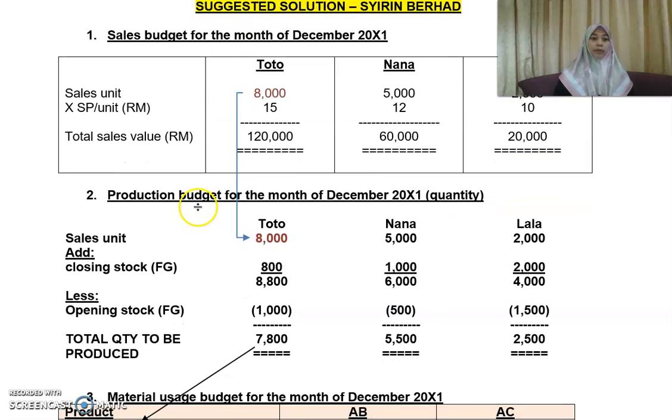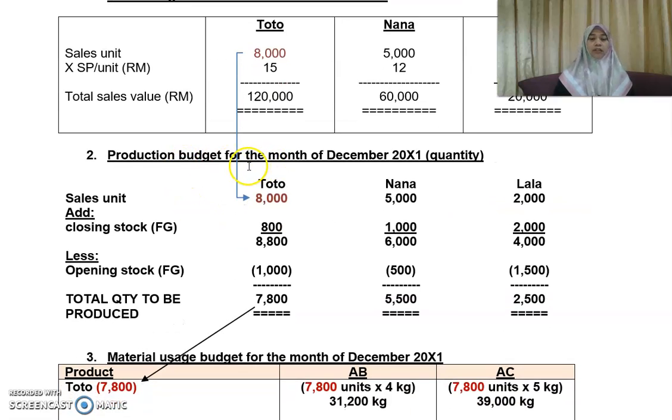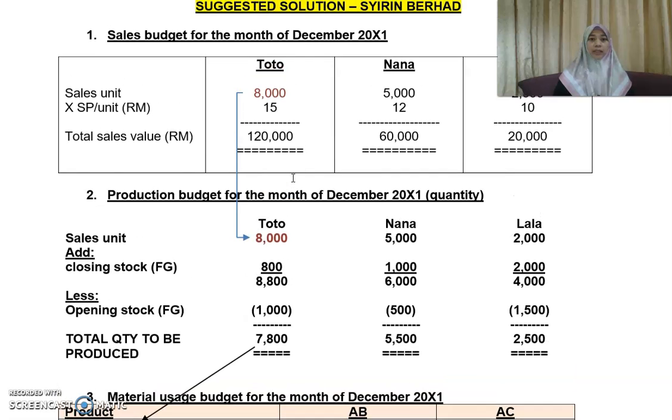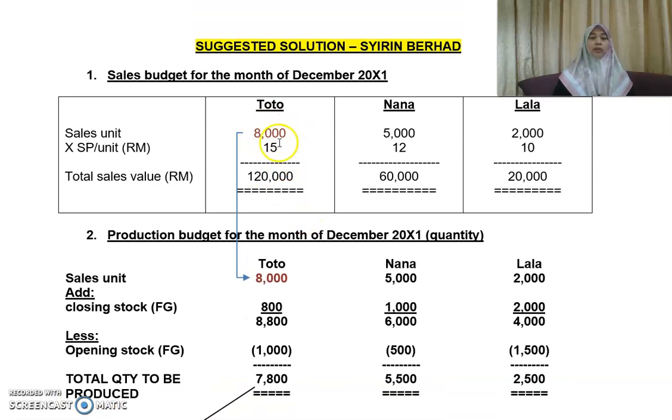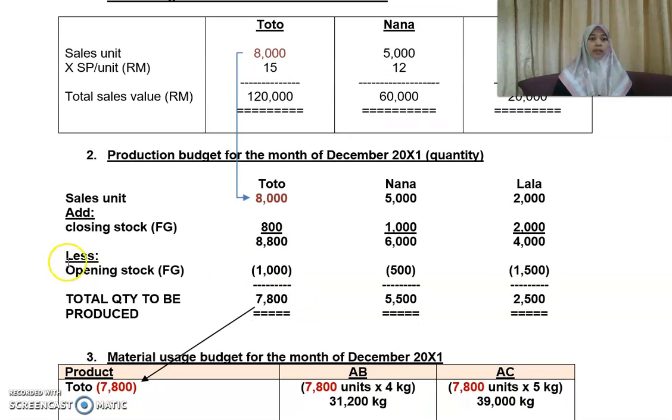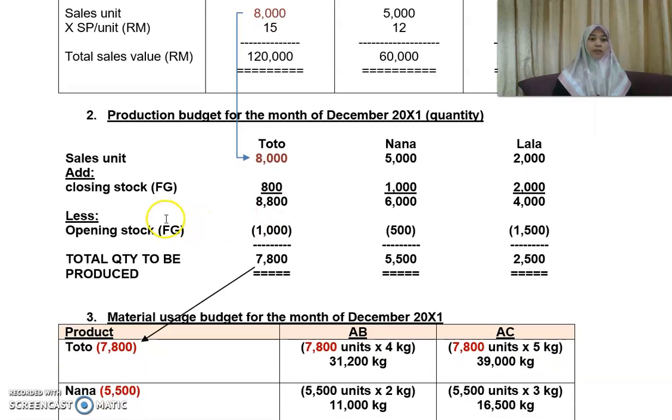Next, you are required to prepare the production budget. When you prepare the production budget, it depends on the sales, how many units you want to sell. Based on that, that will be the quantity you need to produce. In this case, the sales is 8,000 units for Toto. Do you have any opening stock or closing stock? Yes, you have closing stock of finished goods, which for Toto is 800, and the opening stock is 1,000.